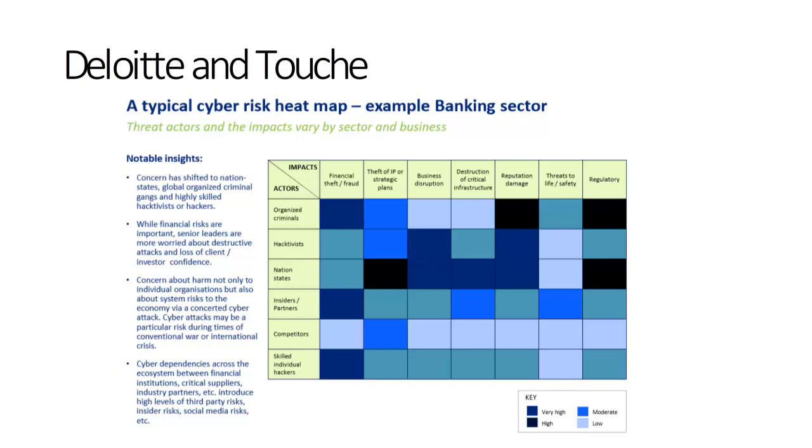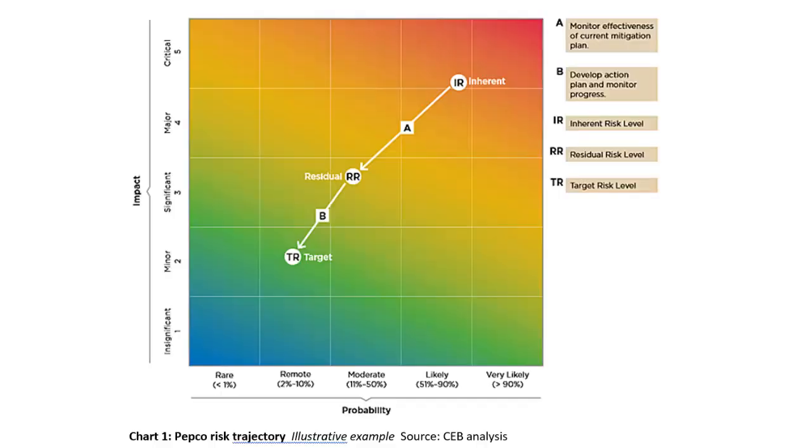Consider the risk of financial theft and fraud. Organized criminals, insiders and partners, and skilled individual hackers represent high risks. Competitors are considered low risk. And hacktivists and nation states are not considered a risk at all. A well-designed heat map will help an audience understand the multiple variables that can combine to threaten a company.